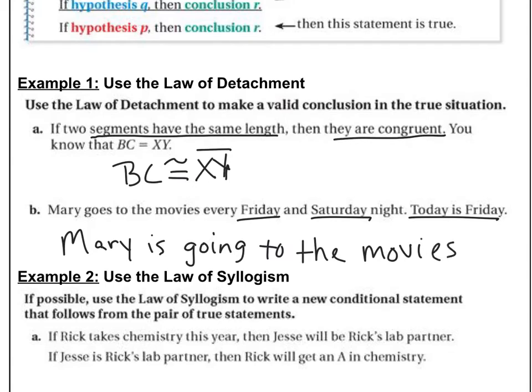So, okay, nothing too earth-shattering. Kind of common sense here. If you know the first part is true, then the second part also has to be true. So if today is Friday and Mary goes to the movies every Friday and Saturday night, she's obviously going to be at the movies tonight. Okay? So that's the law of detachment.